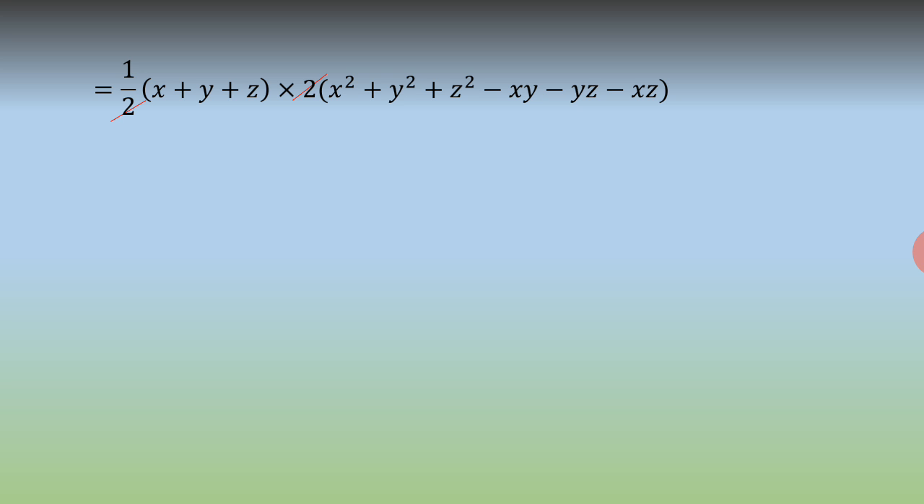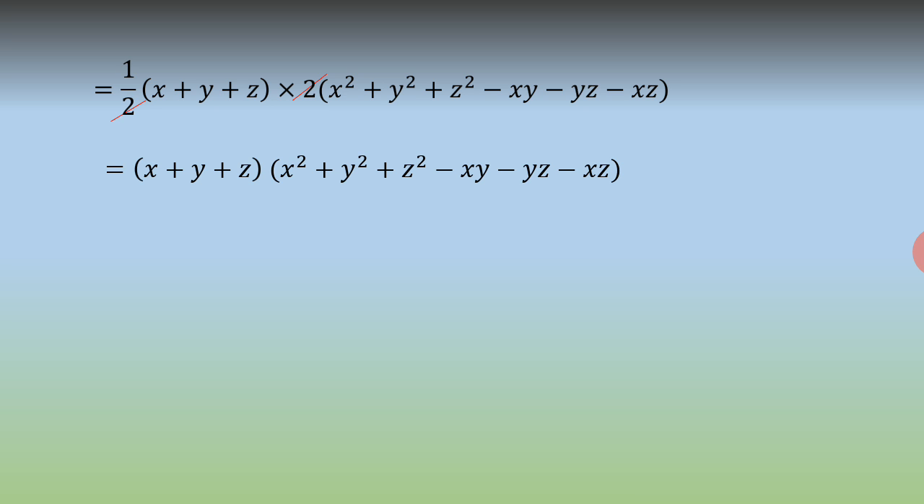They cancel each other. 2 and 2 cancel each other, one in the numerator, the other in the denominator. So we are now left with x plus y plus z as the first bracket, and the second bracket is x square plus y square plus z square minus xy minus yz minus xz. This one resembles one of the identities. It is the right hand side of one identity.